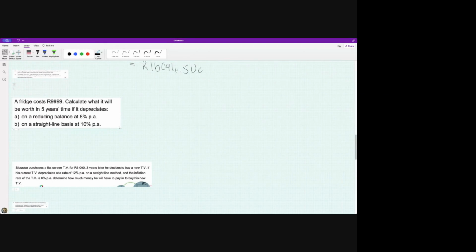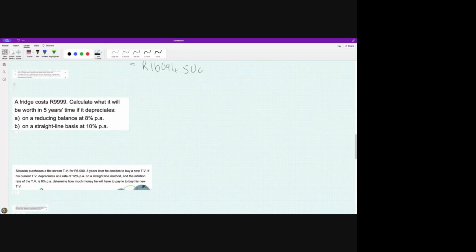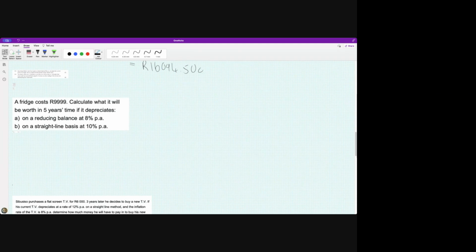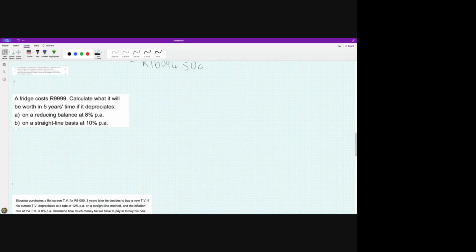A fridge costs 9,999. A: Calculate what it'll be worth in 5 years' time if it depreciates at 8% per annum on the reducing balance method. And then the second one, B, is how much will it be worth in 5 years' time if it's depreciating at 10% per annum, but on the straight line basis. You work that out for me. I think you can fly solo with this one.